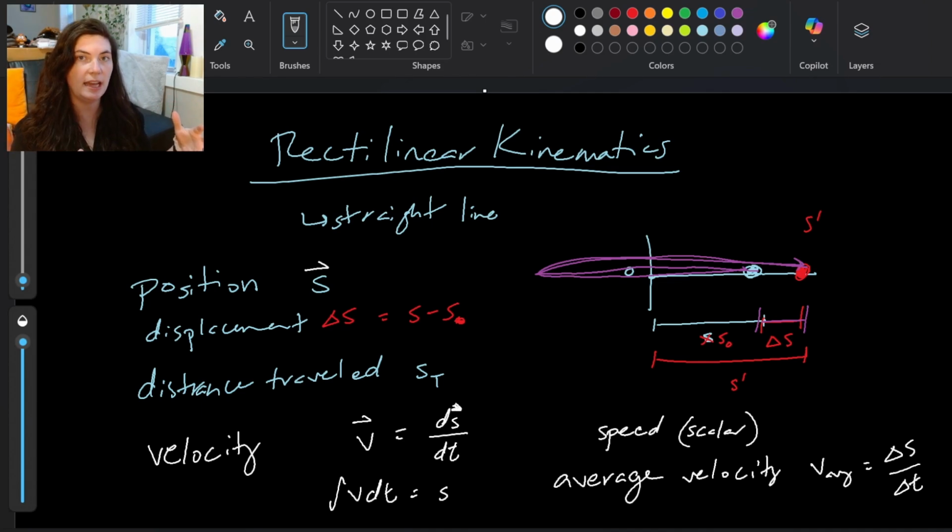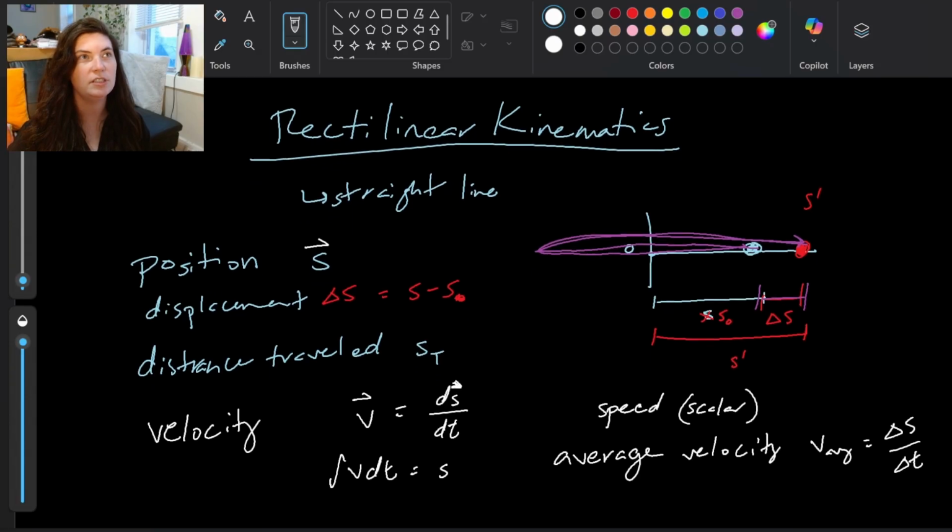Since speed is a scalar, it's going to include it even if we moved forward and then moved backward and then moved forward, which could have a different average velocity than if I just moved forward, backward, forward. Those signs matter in the average velocity, whereas they don't in the average speed, the scalar average speed.